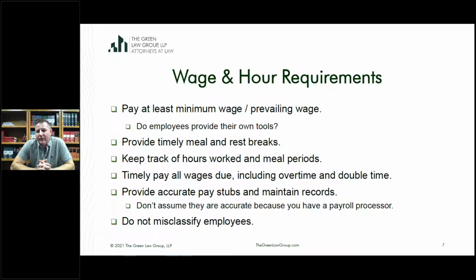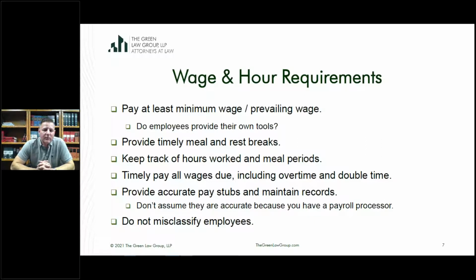Prevailing wage essentially is the wages that the unions have negotiated for each trade. It varies depending on what work is being performed. So if you are bidding on prevailing wage jobs, you do have to make sure that you're paying the prevailing wage amount. The purpose of prevailing wage, by the way, is just to ensure that non-union contractors don't have a disadvantage or an advantage over union contractors.